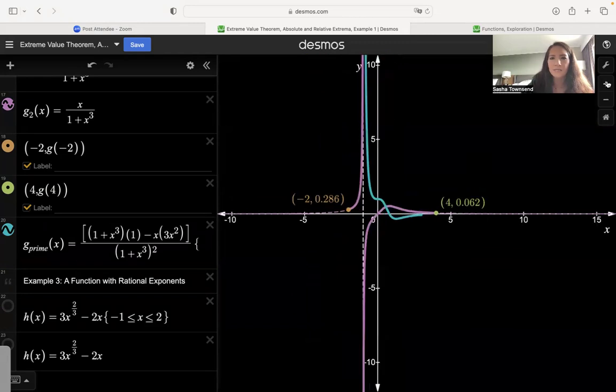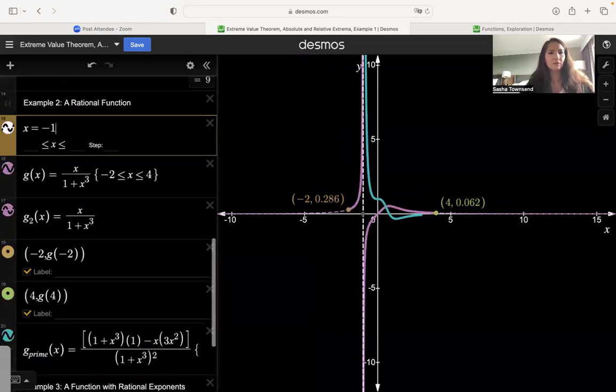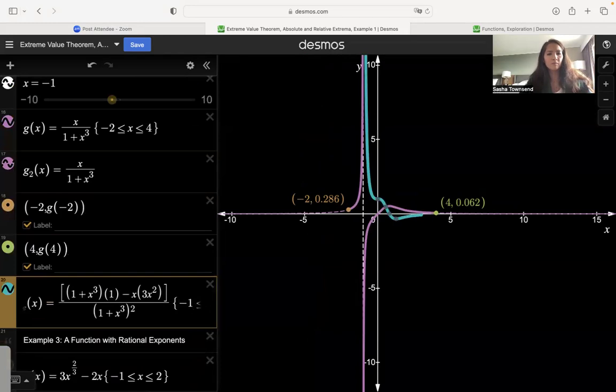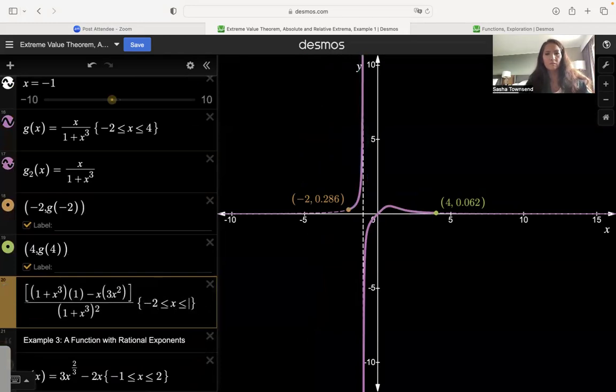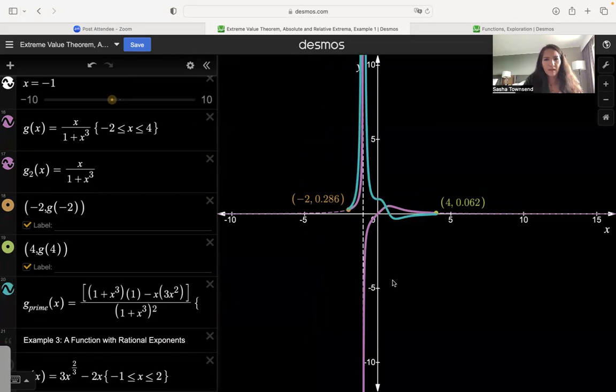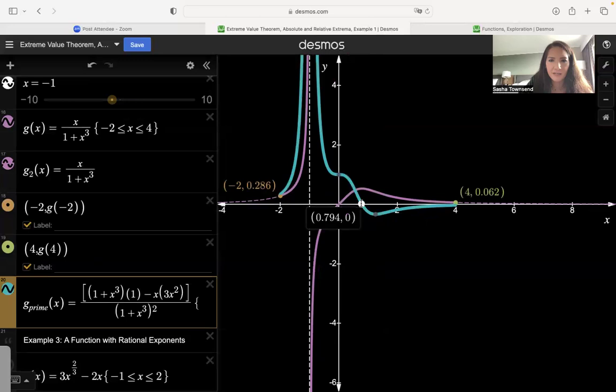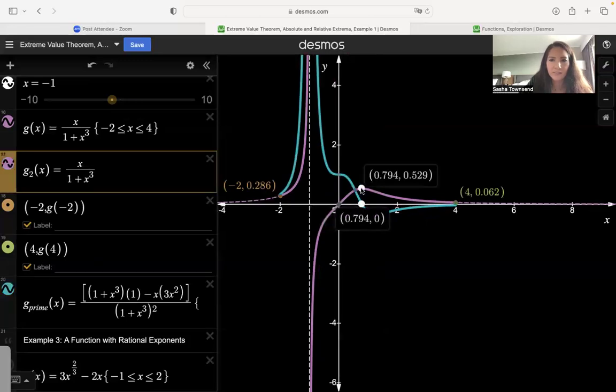Kind of funny, I don't see it on the interval from, I said -1 to 3. I think it was actually -2 to 3, or -2 to 4. So this is our derivative. And you might say, okay, well, where is the derivative equal to 0? The derivative is equal to 0 right there at 0.794. And the slope is 0 on this one at 0.794.